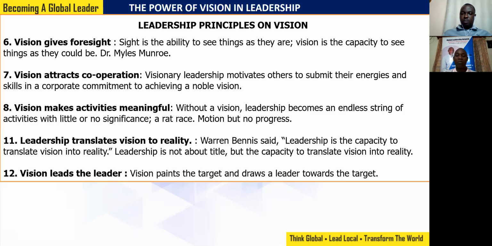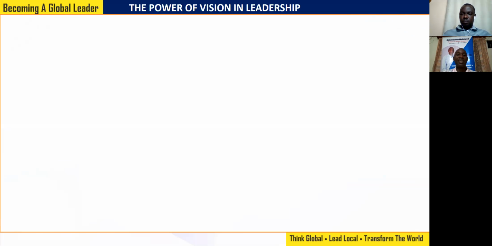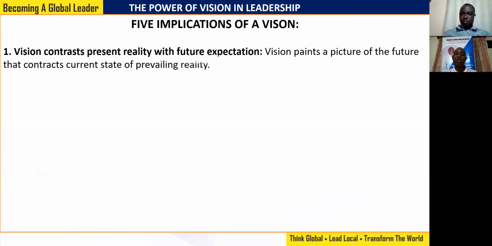Just take some time to reflect as you do your manual review. Look at that and probably internalize where you need to. Now, there are 5 implications of a vision. When you capture a vision, or when you are in the process of casting the vision, there are some key implications you need to have in mind. One, vision contrasts present reality with the future expectation. There is a contrast.